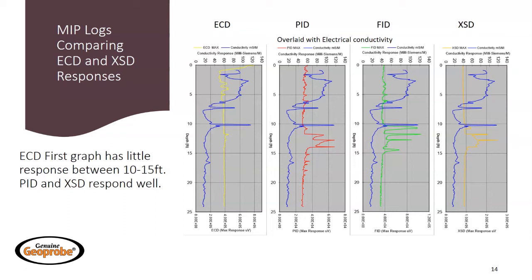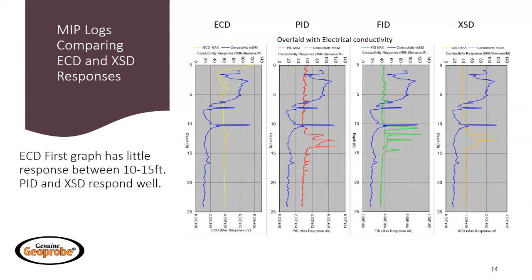In the first couple of logs, we will show the 4 detectors overlaying the electrical conductivity responses. The majority of the response seen on the detectors is between 10 and 15 feet. The ECD in yellow shows very little response compared to what is seen on the other detectors, and with the PID and XSD matching well, this is most probably dichloroethylene along with a small amount of TCE.